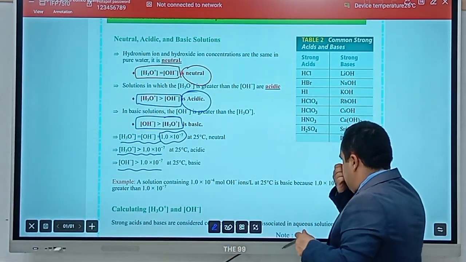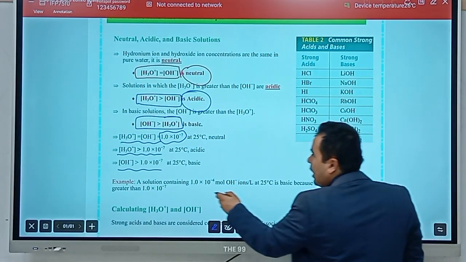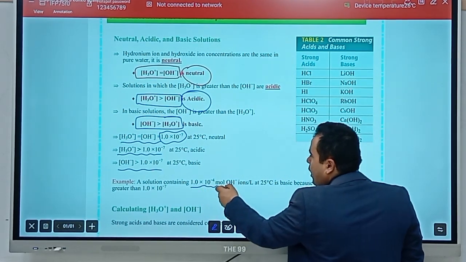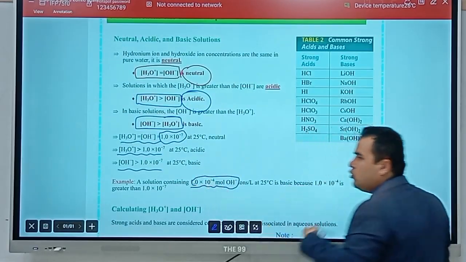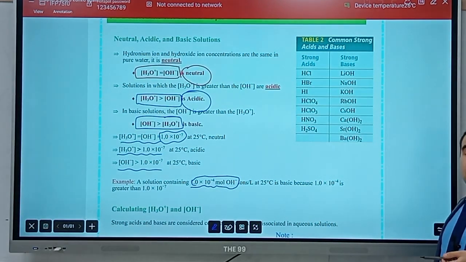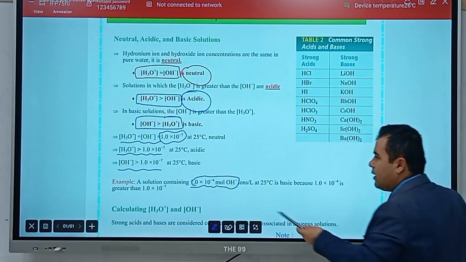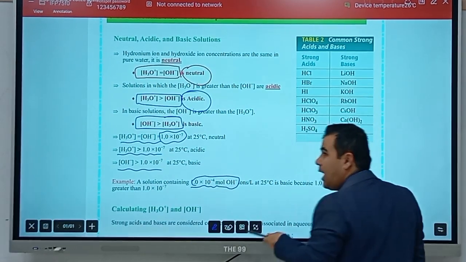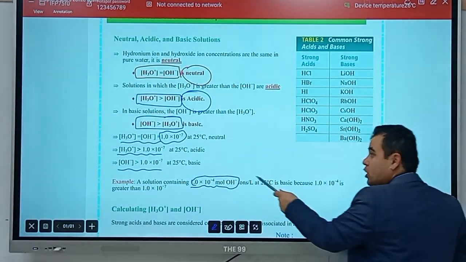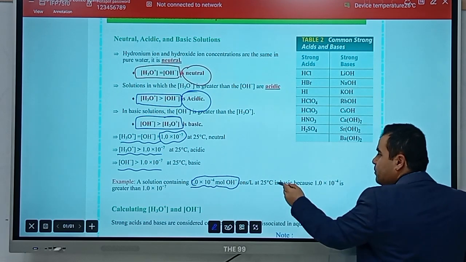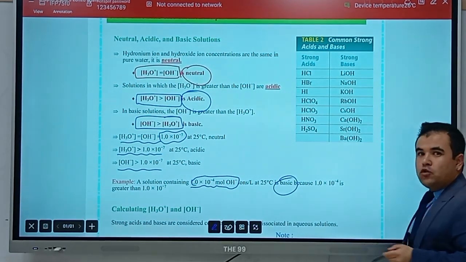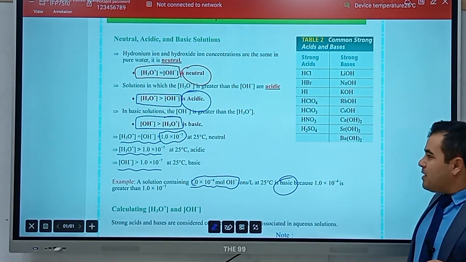So guys, an example here: a solution containing 10 to the power minus 4 hydroxide. What do you predict about the property of that solution? Of course, when the hydroxide is higher than 10 to the power minus 7, which 10 to the power minus 4 is, the solution is basic, because hydroxide is higher than 10 to the power minus 7.